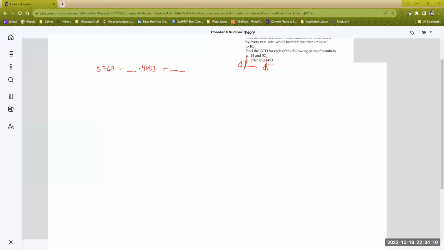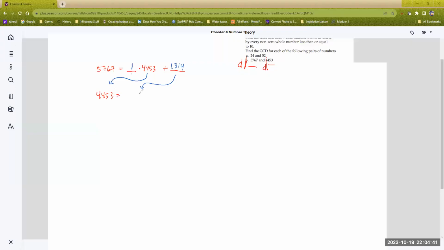So 5767, I could do one group of this. Then I'd have to subtract 4453. It actually matches up really nicely when you subtract, because there's no regrouping. So 1, 3, 1, 4. There we go. So what am I going to do? All I'm going to do is bring down the 4453 and the 1314, and repeat.